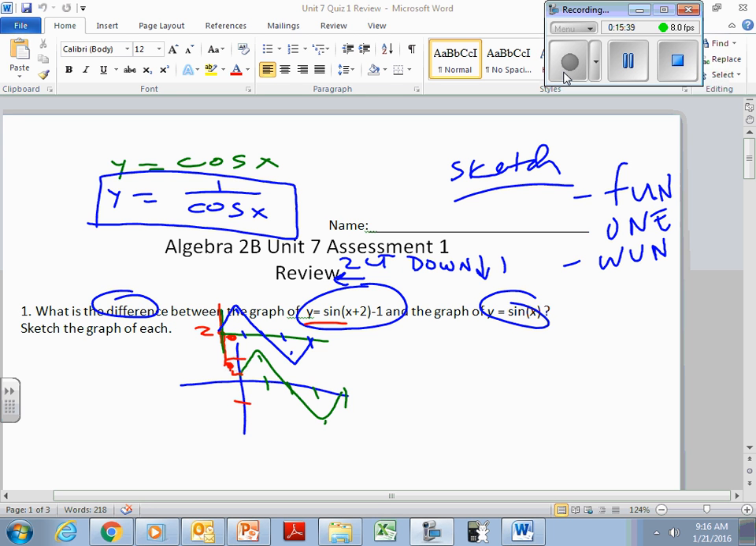The new picture, the transform picture, the transform graph, the graph has been transformed. The new graph, the transformation, the transform graph, the new graph, yeah, compared to the parent function, the new function has been shifted 2 to the left and 1 down.